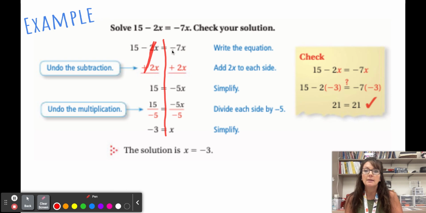This is integer math. Unlike signs, we're going to subtract, keep the sign of the highest absolute value. So negative 5x is equal to 15. Then we'll divide both sides by negative 5, and we get negative 3. And you can check it out and substitute it in to make sure that it works.